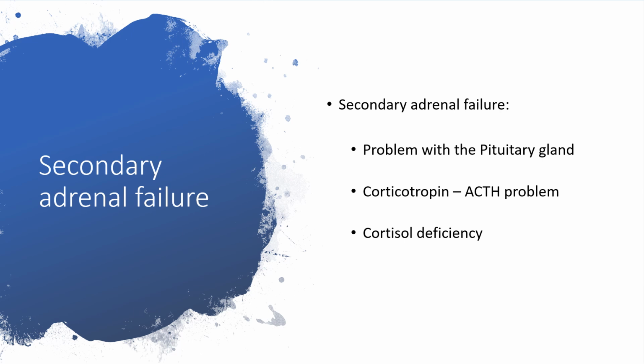In secondary adrenal failure, the problem will be at the level of the pituitary gland. That means the problem is with the corticotropin, that is ACTH. When that is the case, not enough impulse goes to the adrenal gland, and cortisol deficiency will be the picture.